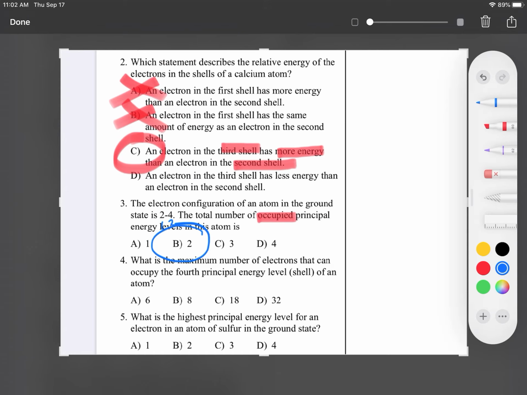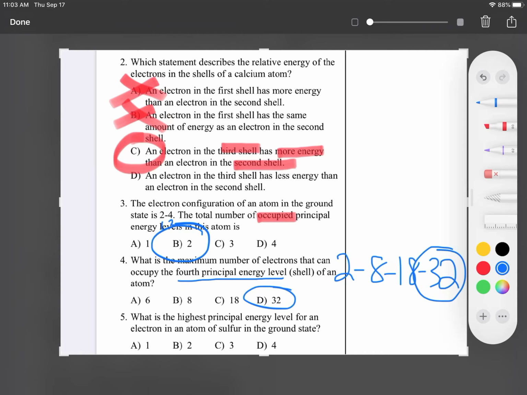Number 4, what is the maximum number of electrons that can occupy the fourth principal energy level? Guys, we said the first holds 2, the second holds 8. You go to Fr, the bottom left corner of the table, element number 87. The third holds 18, and the fourth holds a maximum of 32. You don't need to memorize this. Go to the table, your periodic tables, guys. Remember, Fr 2-8 is not there. You must put it in there.